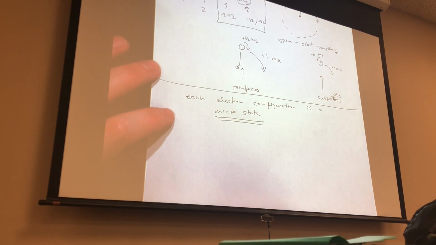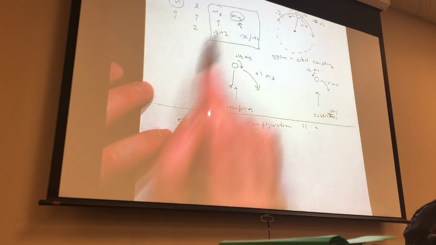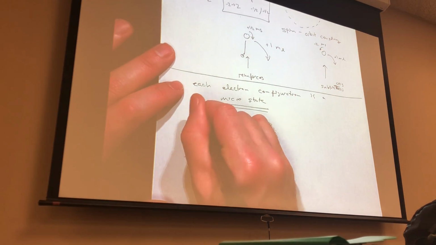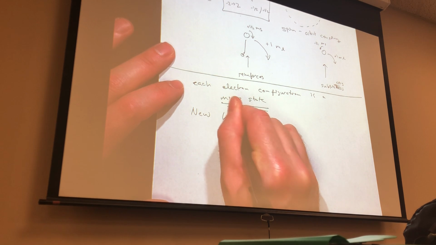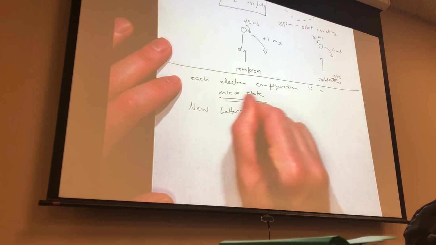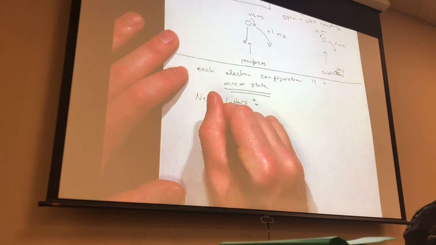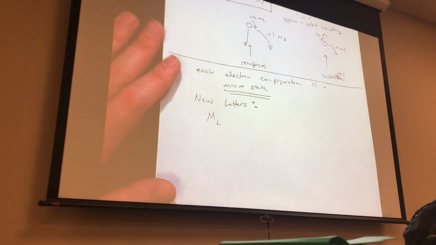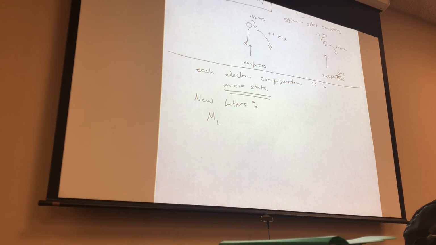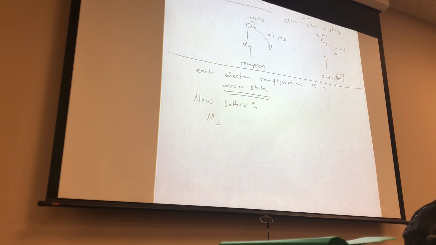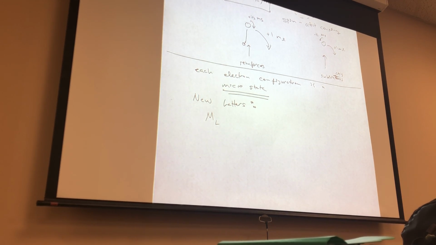We're going to define some new letters, but they're very closely tied to these letters. They're new quantum mechanical terms here. So capital M sub L for a given microstate is the sum of all the m sub L values for that state.